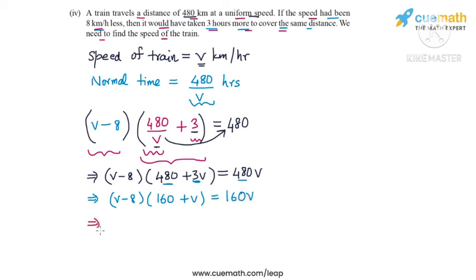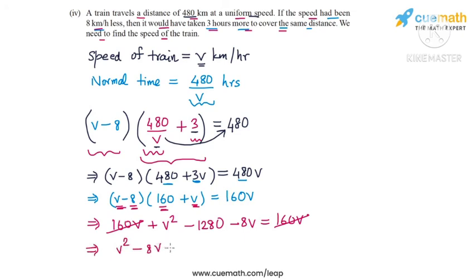Now let's simplify by expanding the LHS. So we have v times 160, so 160v, plus v times v, that's v square. Then we have minus 8 times 160, that's minus 1280. And then we have minus 8 times v, so that's minus 8v. This is equal to 160v. So the 160v terms cancel out, and we are left with v square minus 8v minus 1280 is equal to 0. So this is the quadratic equation that models the situation given in part 4. And with that, we've covered all the 4 parts of this question.